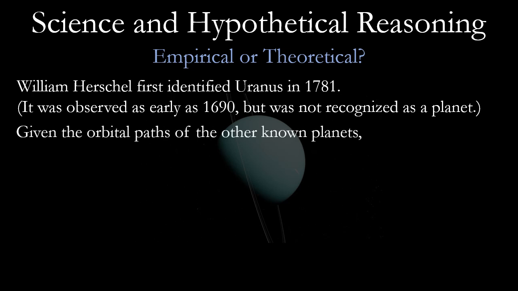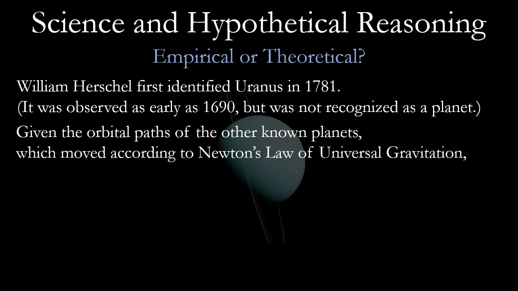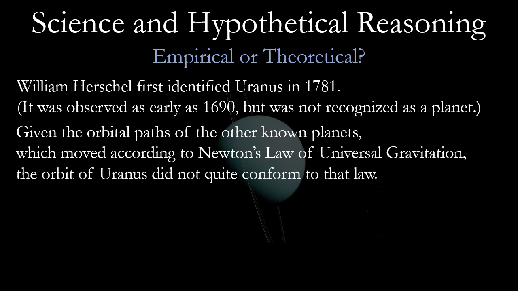The difficulty was that the other known planets moved according to Newton's law of universal gravitation. It's an inverse square law involving the product of the masses of the two objects multiplied by a gravitational constant. So all the other planets seem to follow this path, but then Uranus, the farthest one out we had observed, wasn't quite moving that way. Uranus did not seem to conform to Newton's law of universal gravitation.